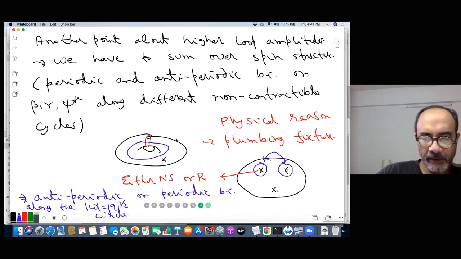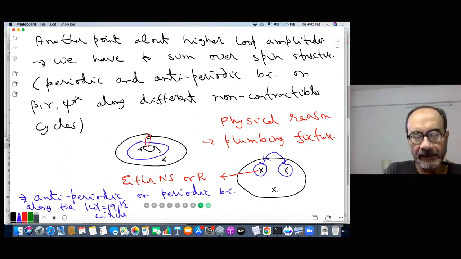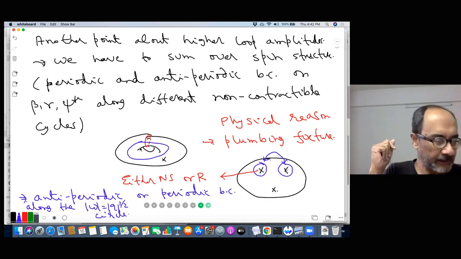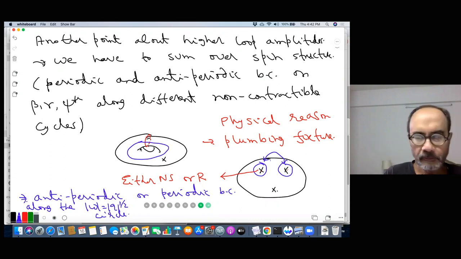And that of course becomes one of the non-contractible cycles on the torus. Similar justification can be given for this. So the fact that you have to sum over spin structure is not unrelated to the fact that you have both Ramond and Neveu-Schwarz states. The fact that in a propagator you can have both Ramond sector and Neveu-Schwarz sector propagating reflects itself in the fact that you have to sum over all possible boundary conditions. Is this clear?